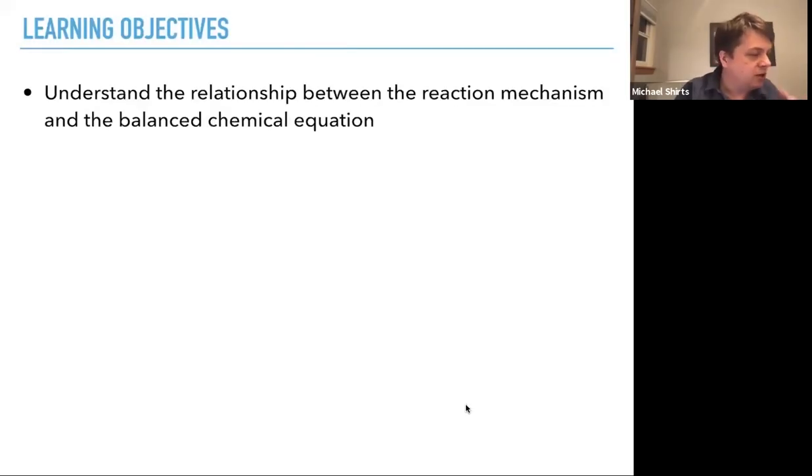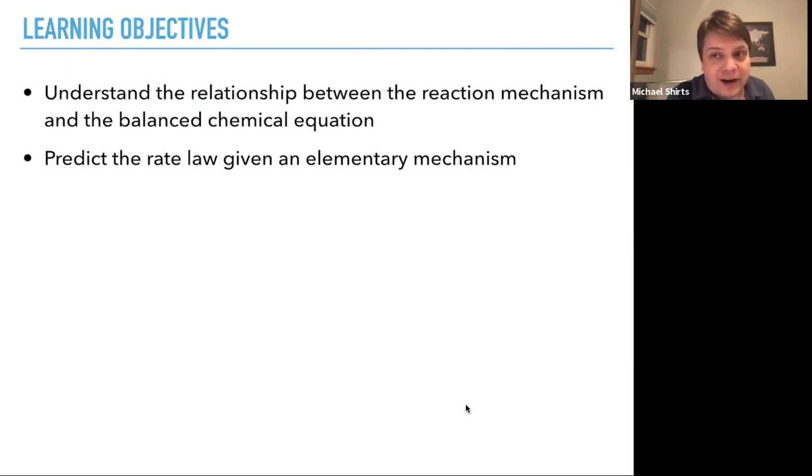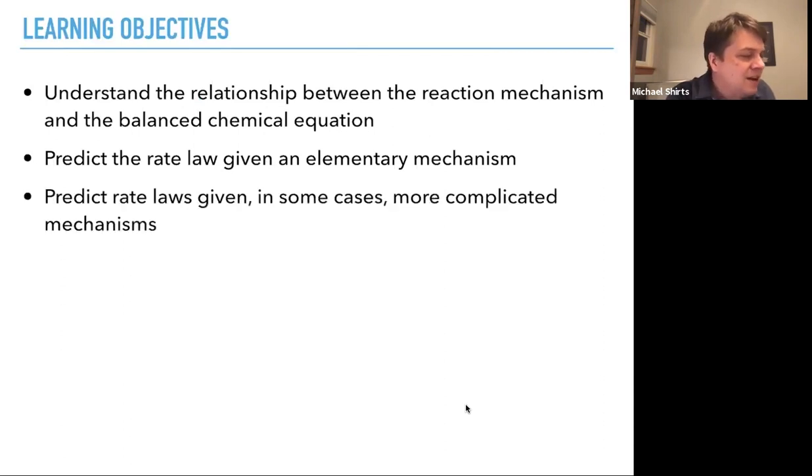So we'll be looking to understand the relationship between the reaction mechanism and the balanced chemical equation. We're actually going to start seeing the places where sometimes the balanced chemical equation can have some relationship to the reaction mechanism. We'll be looking at predicting the rate law given an elementary mechanism, and predicting the rate law given, in some cases, more complicated mechanisms.